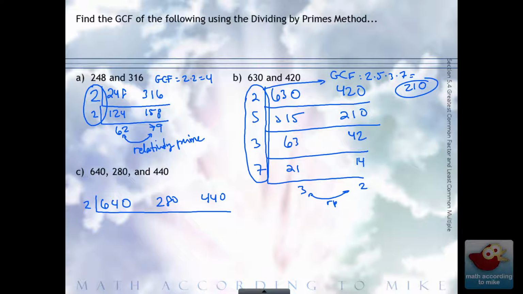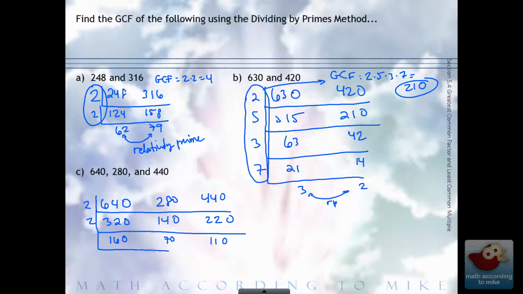Since these are all even, we can again start with a 2. We get 320 there, 140 here, and 220 here. We can do 2 again. This would be 160, 70, 110.